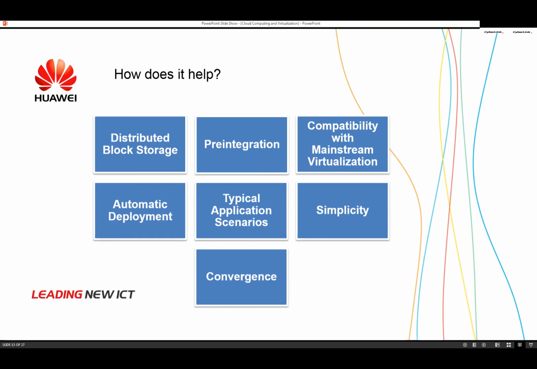Some typical scenarios that Fusion Cube is used for. Fusion Cube applies to the following typical service scenarios. Server virtualization. Integrated Fusion Cube virtualization infrastructures are provided without other application software. Desktop cloud. Virtual desktop infrastructures or virtualization applications run on Fusion Cube virtualization infrastructures to provide desktop cloud services. Our own product for this is called Fusion Access. We're going to talk about it a little bit later on.